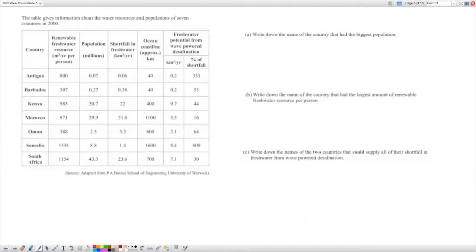This table gives information about the water resources and population of 7 countries in year 2000. We need to extract some particular information from this table. First, we need to write down the name of the country that had the biggest population. So let's take a look at population. Population is here, which is what we're looking for, and we're looking for the biggest out of these numbers shown here. These are all in millions. We're looking for the largest number, which is here, 43.3. So the name of the country is South Africa.